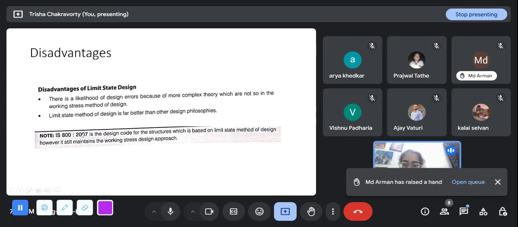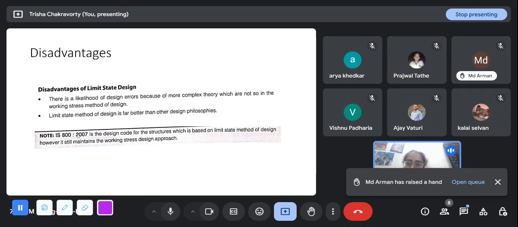And IS 800:2007 is a design code for structures which is based on limit state method of design. However, it still maintains the working stress design approach. So this 2007 stands for its last revision year. So it was last revised in 2007. Before that, I think it was in 1980 or something, which my father or anyone who studied in those days used.